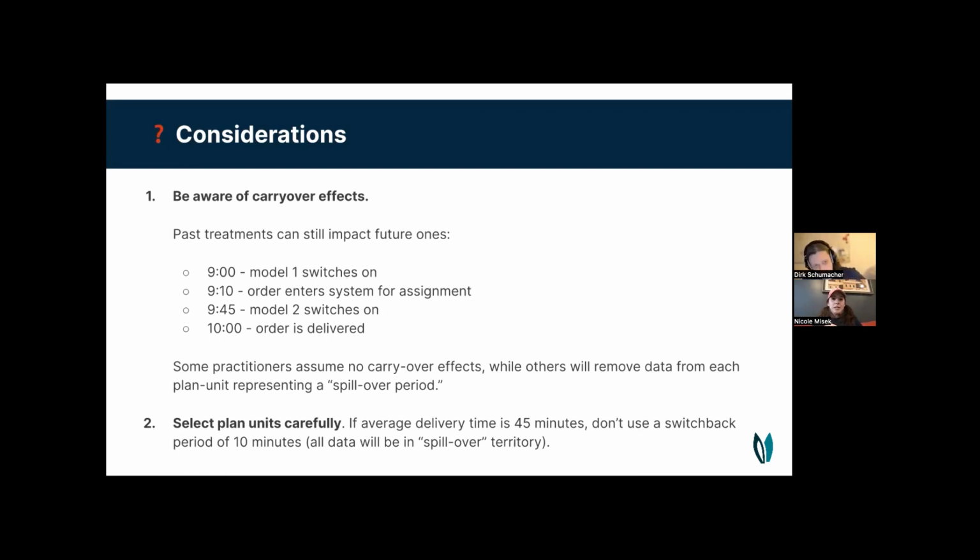It's also important to select your plan units carefully. This relates to the previous point. If your average delivery times are 45 minutes, it wouldn't make sense to do a switchback period of 10, because all of your data would end up in that spillover territory and it would be convoluted to understand the treatment effect.